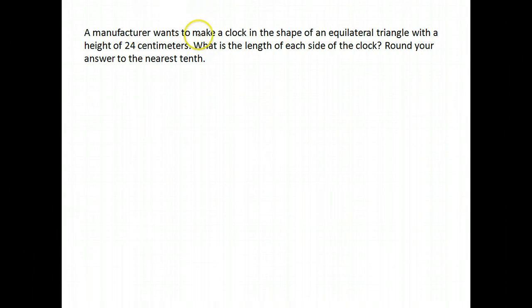Okay, a manufacturer wants to make a clock in the shape of an equilateral triangle with a height of 24 centimeters. What is the length of each side of the clock? Okay, so they want to make a clock shaped like an equilateral triangle. It's a pretty ugly drawing, but what does equilateral mean? Well, remember it means that all of your sides are the same length.